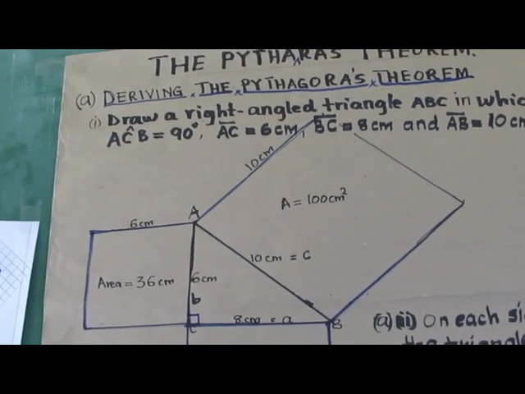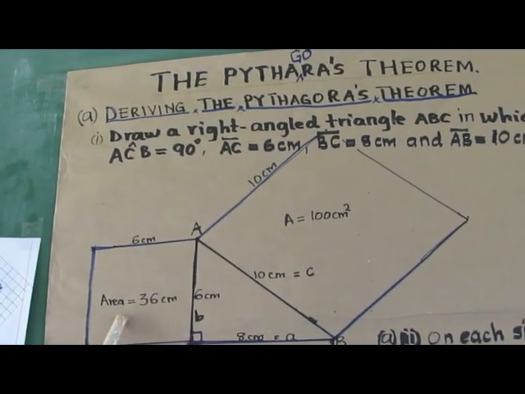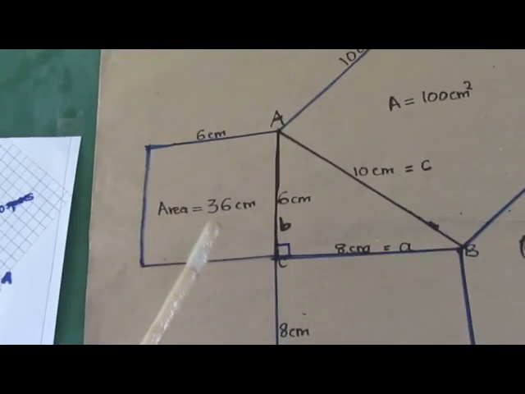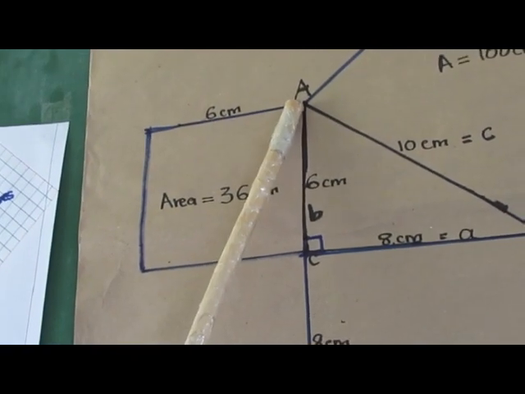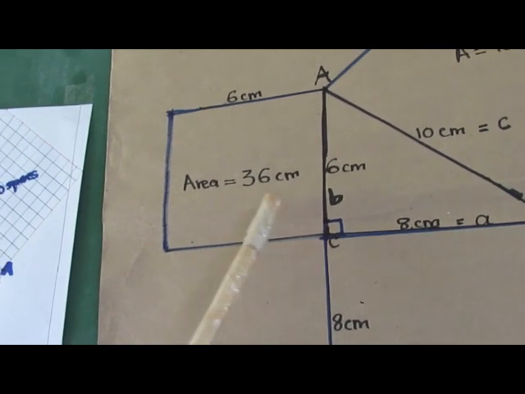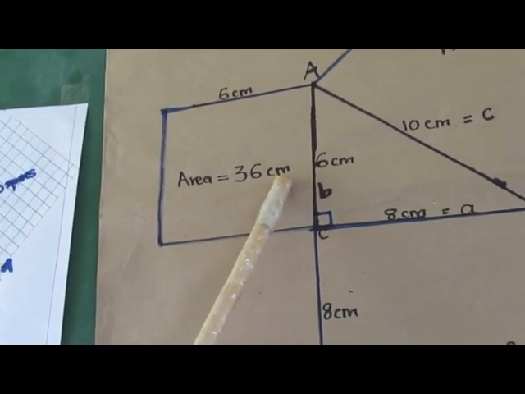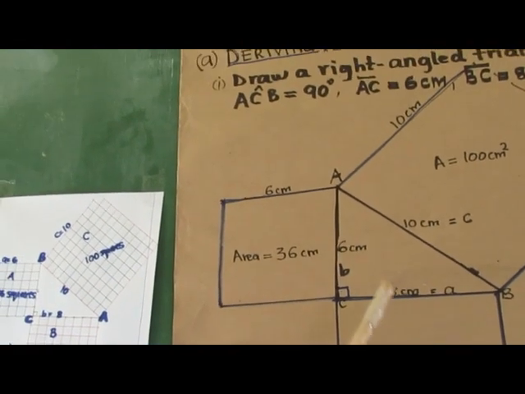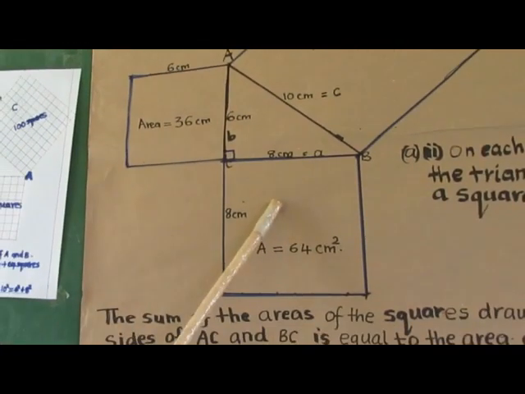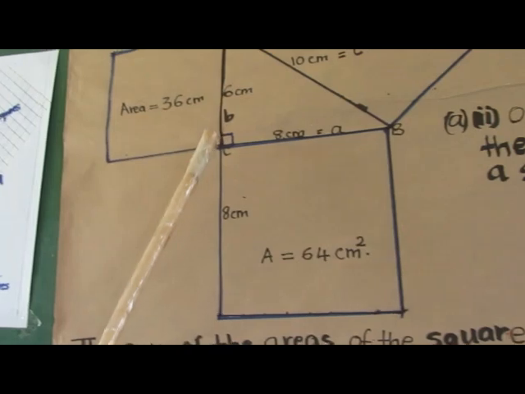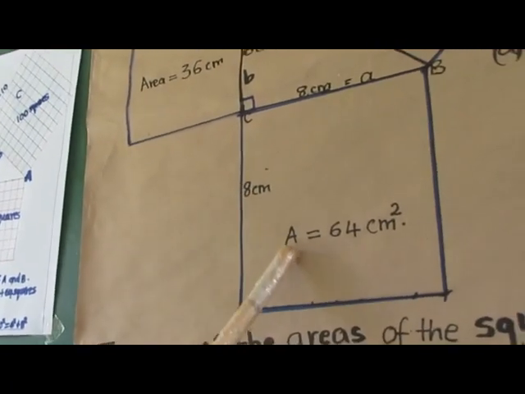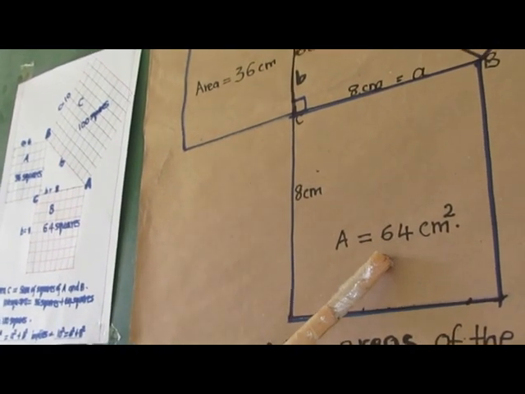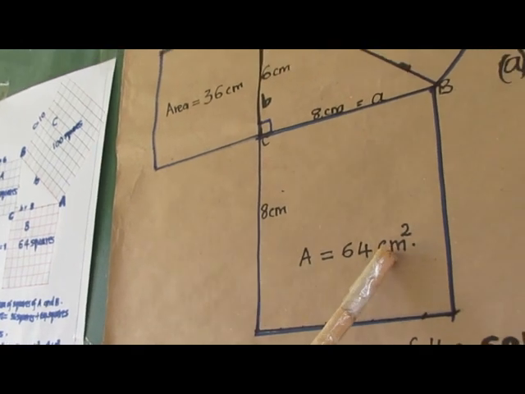Therefore, we can start finding the area of these squares. Square A here: the area is equal to 6 centimeters times 6 centimeters, which is equal to 36 centimeters squared. The area of this square here, with sides 8 centimeters by 8 centimeters, is equal to 8 centimeters times 8 centimeters, which is equal to 64 centimeters squared.